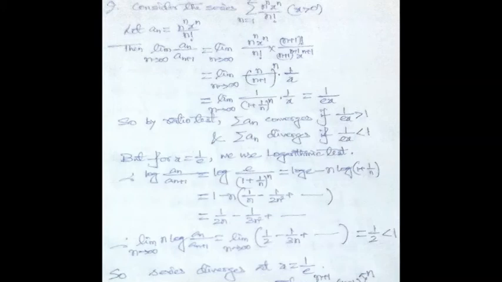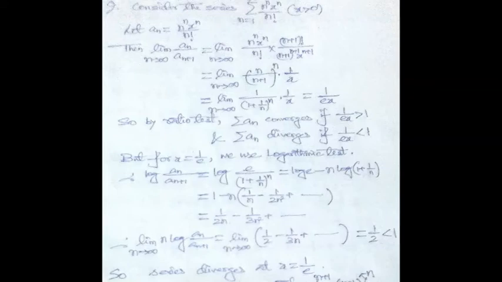So after simplification, we will get that the limit as n tends to infinity of 1 by (1 plus 1 by n)^n times 1 by x. We know that the standard limit tells that the limit as n tends to infinity of (1 plus 1 by n)^n is e, that is the exponential e. So ultimately the limit will be 1 by ex.